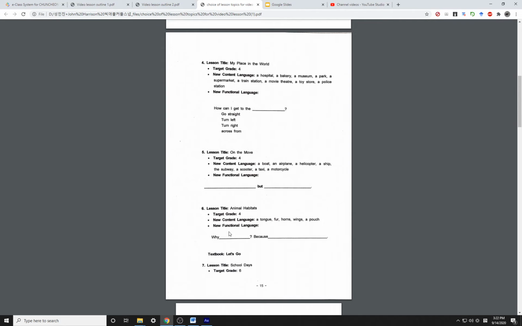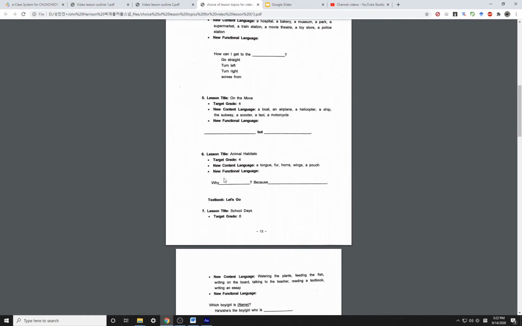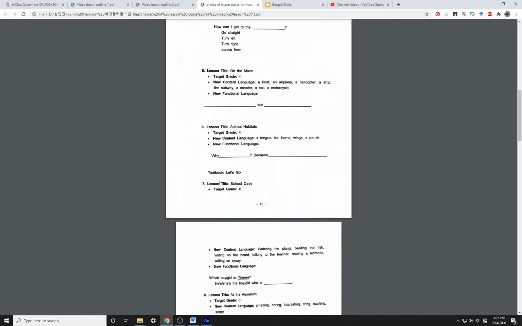Lesson 6, animal habitats. Students always love animals, always a fun time. A tongue, fur, horns, wings, a pouch. Notice that these are all body parts that animals have. So the functional language, why? Because in the textbook it was asking, why does an anteater have a long tongue? So why does the animal have a body part?